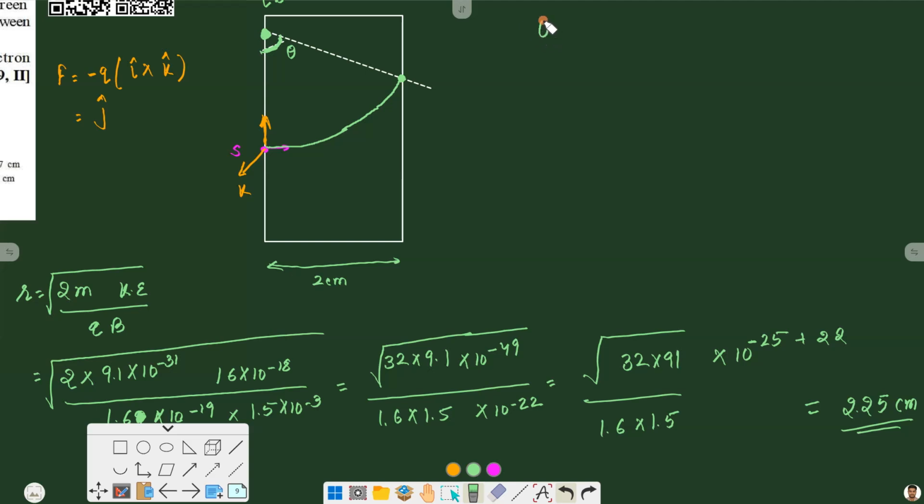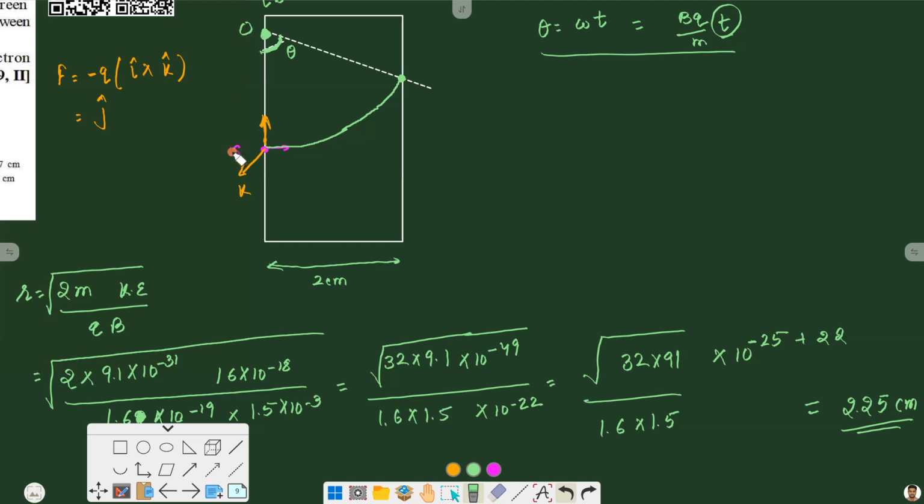And we know that if omega is constant, we have a uniform circular motion, and theta is given by omega times t. Here we can easily find out omega. Here omega is equal to bq by m, but we don't have the value of time. So we have to find a different method to find this angle theta. So we will use some geometry here.